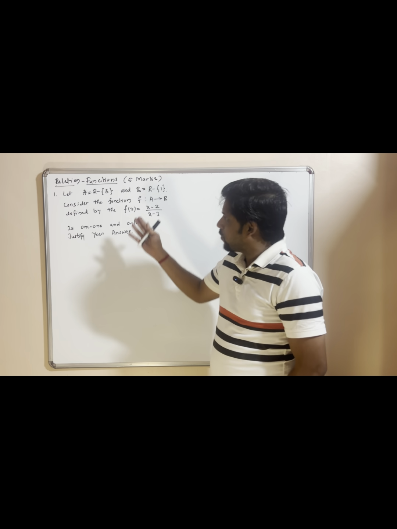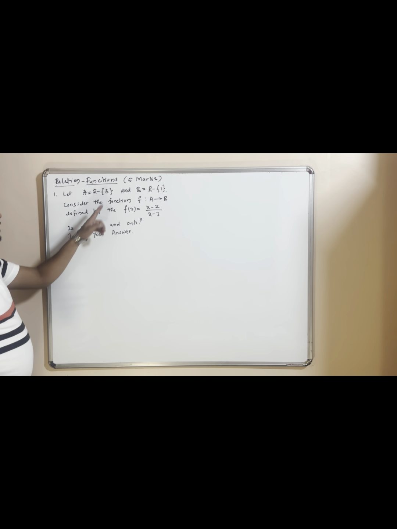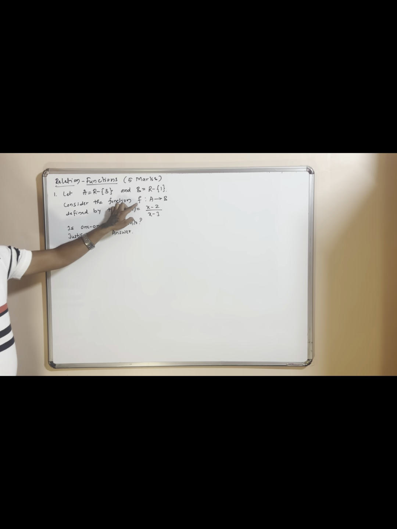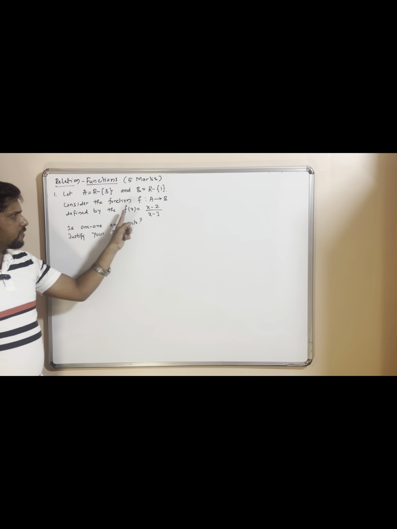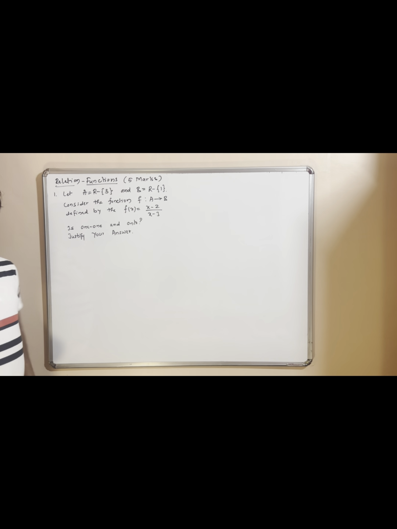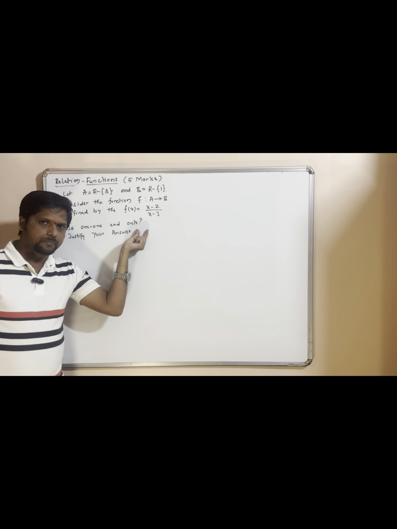Here I have chosen one example. Let A equal to R minus singleton 3 and B equal to R minus singleton 1. Consider the function f from A to B. The function from A to B is defined by f of x is equal to (x minus 2) divided by (x minus 3). Here the question is, the given function is 1-1 and onto.